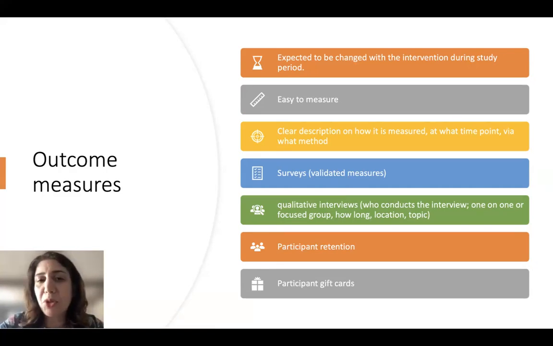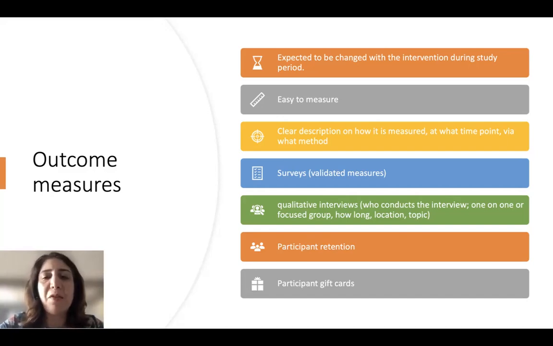You want to have a clear description of how the outcome is measured. Is it through a survey? Is it through qualitative interviews? Is it through any modality that you're trying to use to measure it? At what time point is it measured? Are you measuring it at baseline before giving the intervention, and, for example, 6 months after the intervention? Or more often, every 2 weeks? And via what method? Is it a survey or interview, or a more objective way, for example, participation in a program, number of clicks on a specific website?